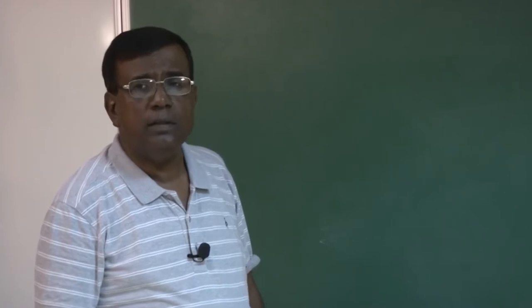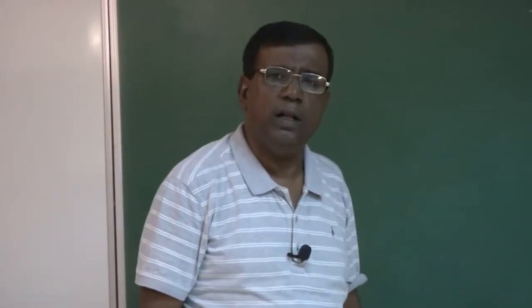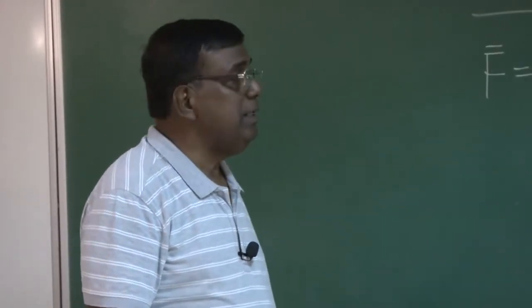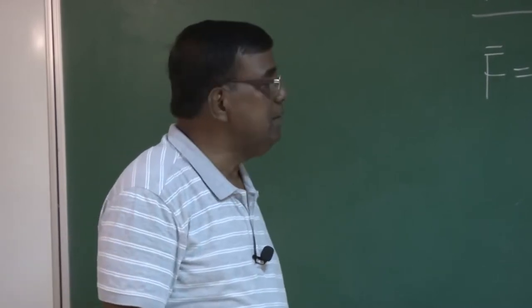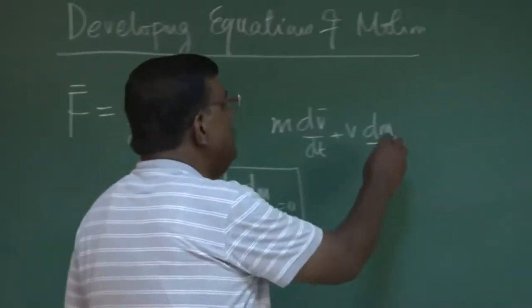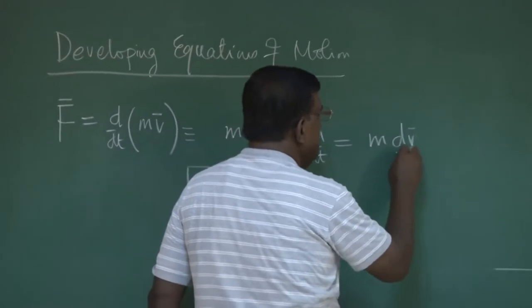In practice, dm by dt is not 0 for an aircraft because a lot of fuel consumption will be there. Almost 30% of the weight will be fuel. But for dynamic stability analysis, since it is for a small duration, a transient analysis, we'll assume mass remaining constant. So dm by dt is 0. So I write this as m dv by dt.